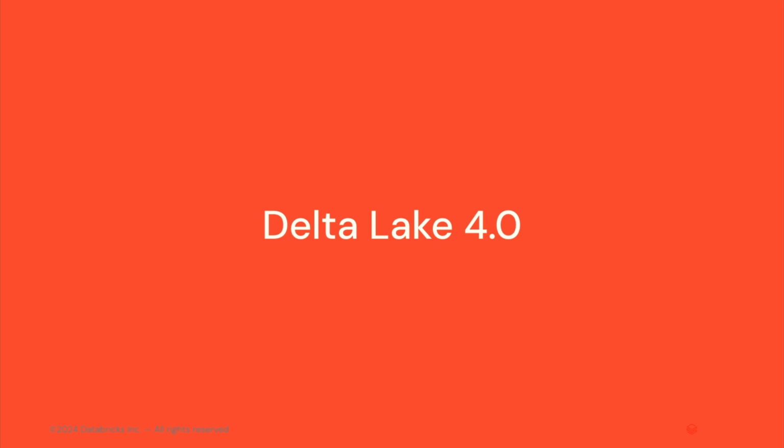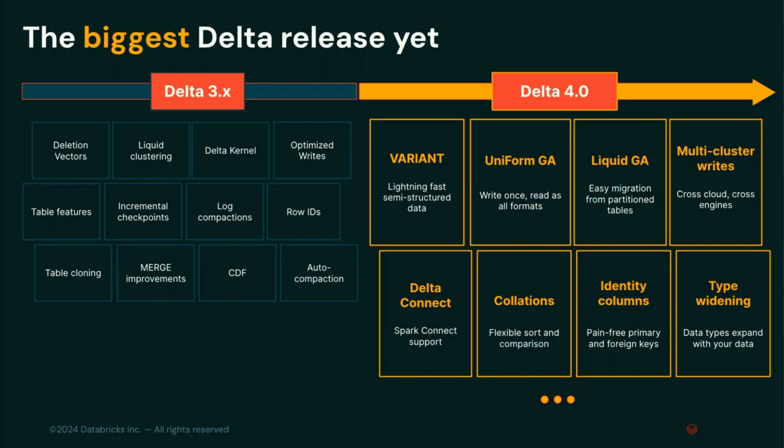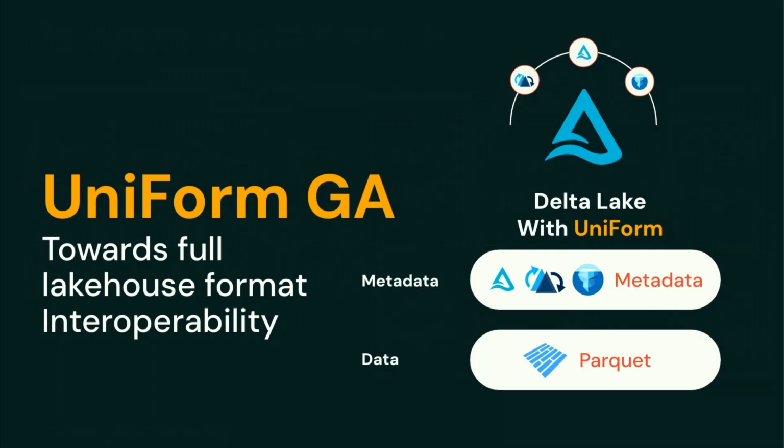Next one is the Delta 4.0. There will also be a station in this summit to introduce a new idea. I'll just give a quick preview. So Delta 4.0 is basically a major release in Delta history. It contains many new features, as I mentioned before, the variant and the uniform, which you also see in the keynotes. So I'll just give you some pre-updates.